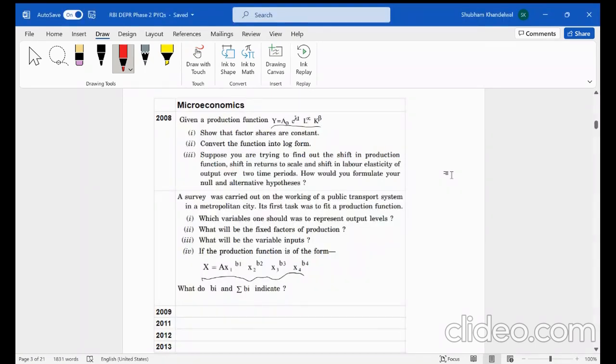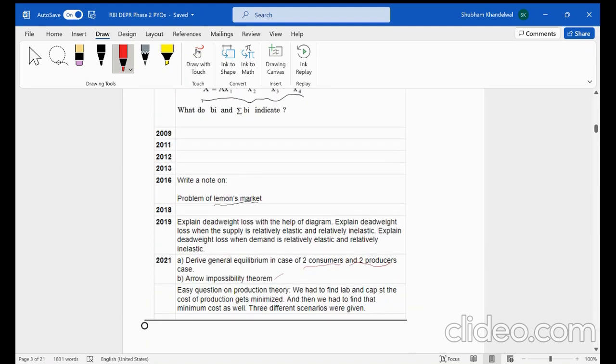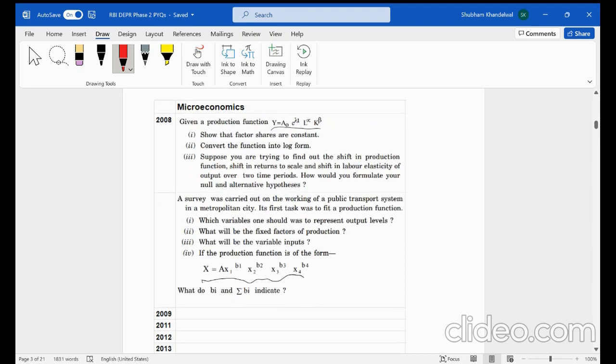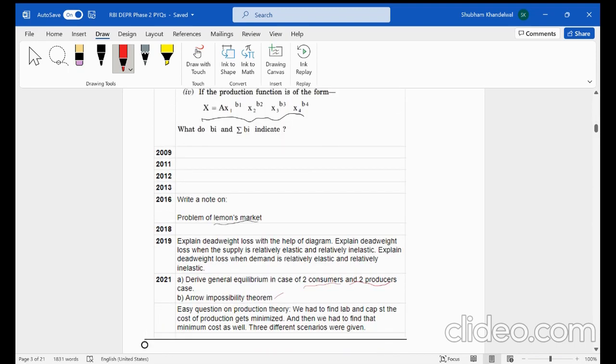So if we want to analyze micro, firstly, it is very difficult to predict what question they can ask this year from micro, but certainly some key areas you can identify. That is, this production theory. In 2008, they asked two questions from production theory, and then again in 2021 they asked a question of production theory. So if at all they want to ask something, they tend to go towards the production theory in microeconomics. So maybe there may be a question on production theory again. And then similarly, consumer demand theory you can also do, because maybe they can ask something from consumer demand theory.